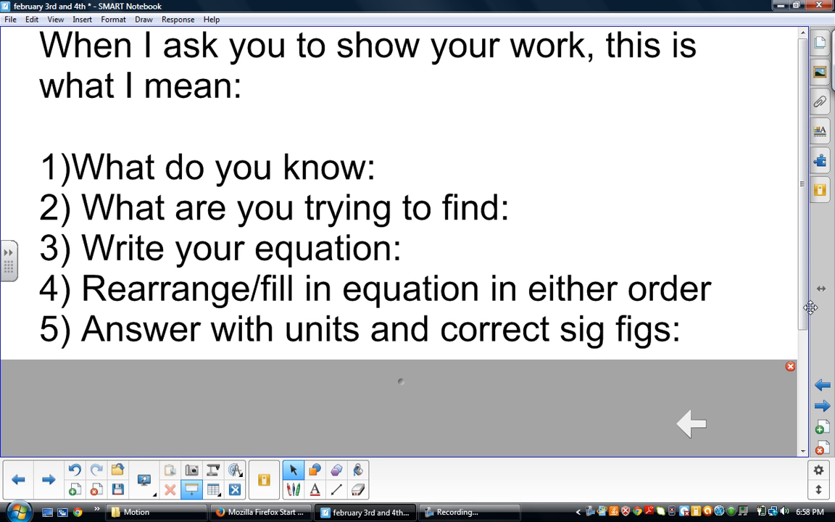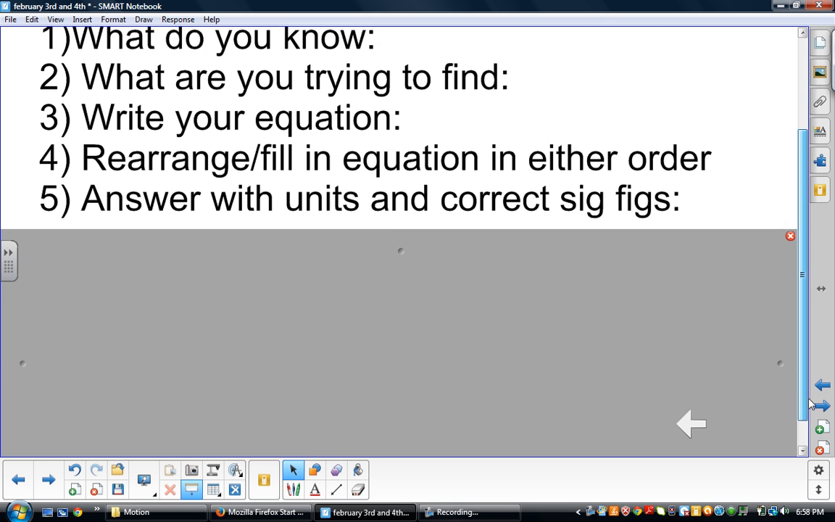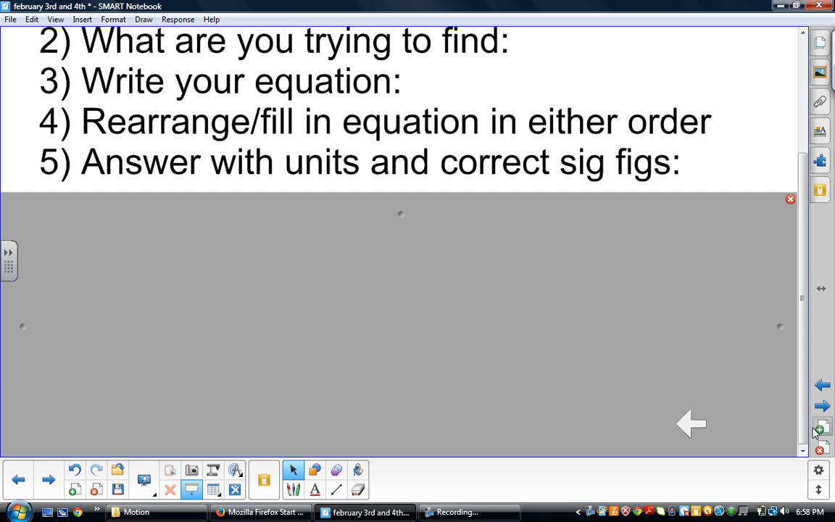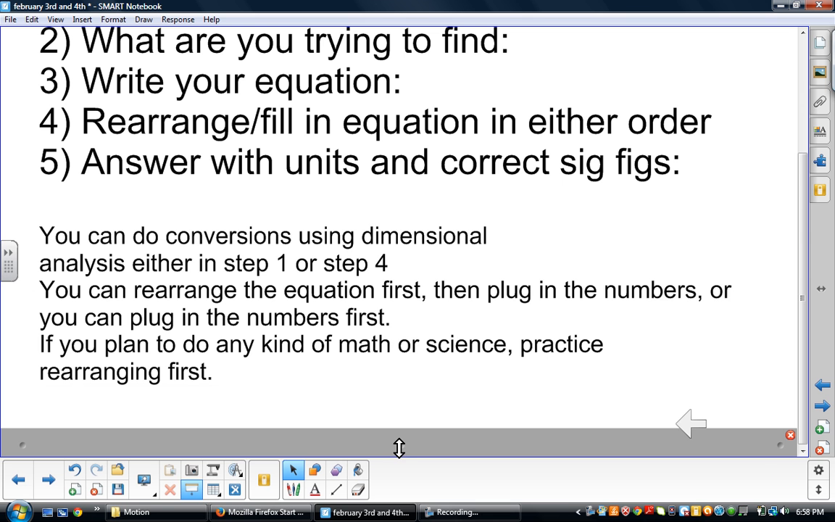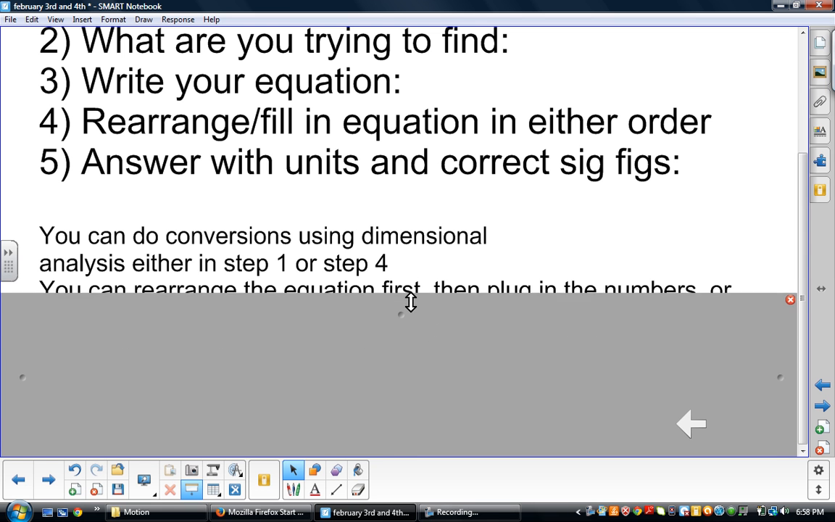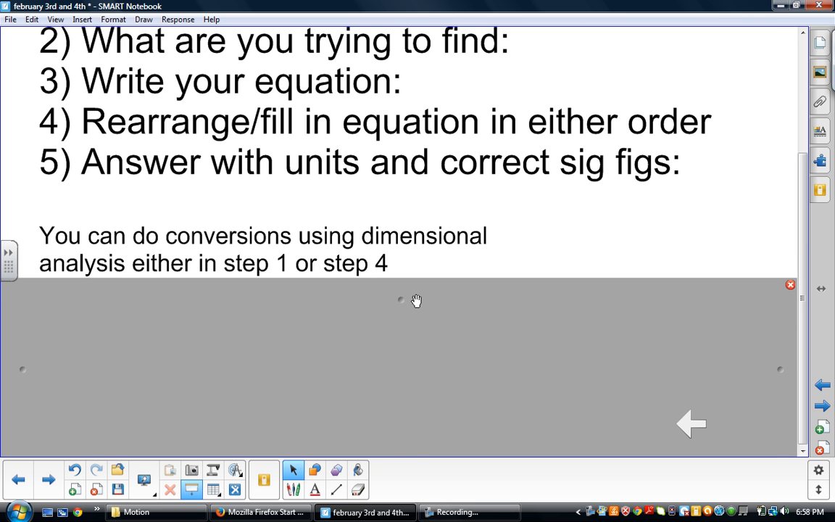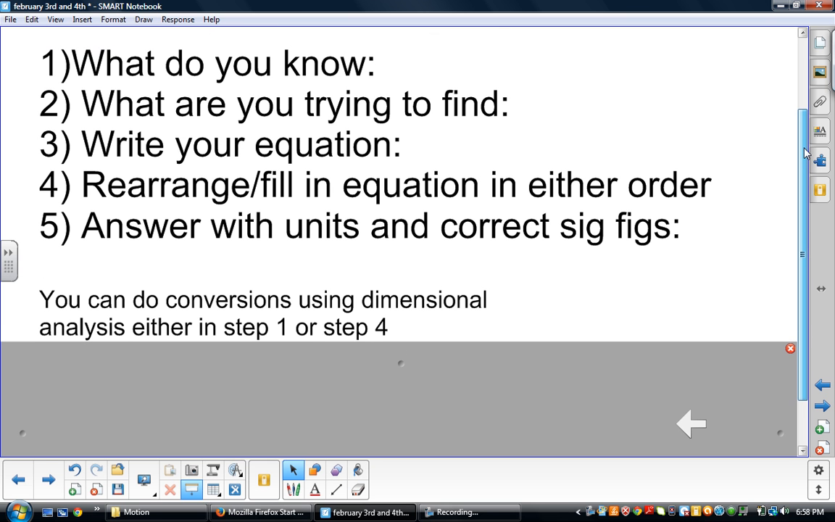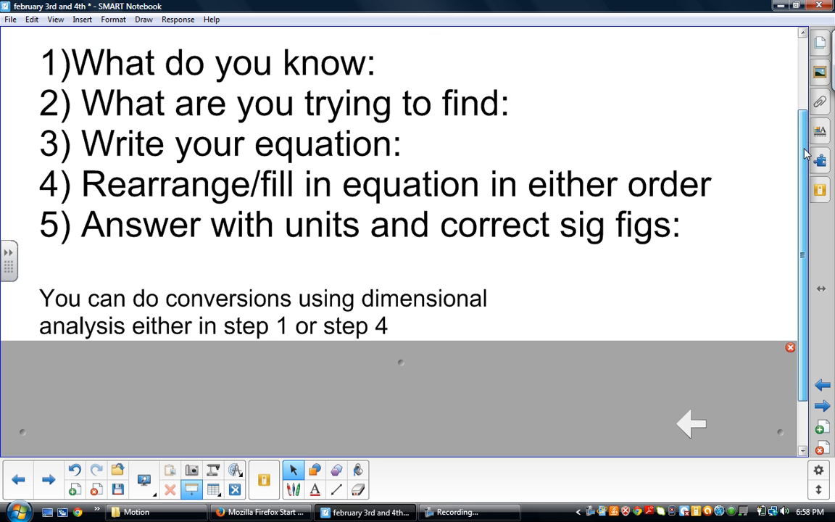Now, if you really didn't learn significant figures very well in our significant figure Moodle assignment that you did a little while ago in class, you need to revisit that at home. You have to be good at sig figs. Alright. This isn't going to make a whole lot of sense until we actually start practicing, but I want to read through these now. You can do conversions using dimensional analysis in either step 1 or step 4. So you can do them at the very beginning in the what do you know step, or in the rearrange fill in step.